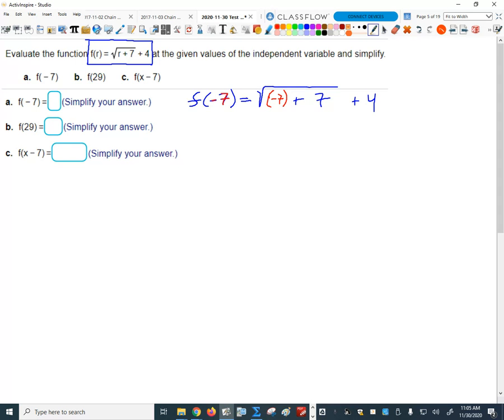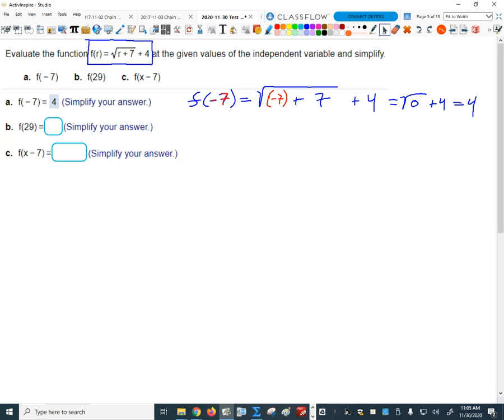Now, what happens when I simplify that, Emily? What is the square root of -7 plus 7? What's -7 plus 7? Yeah, good. It cancels. Good. So I get the square root of 0, which is just 0, plus 4. So I get 4. Good. Okay, so there's the first one.